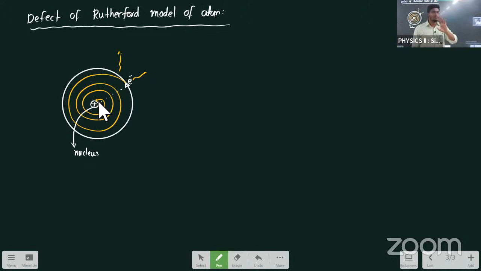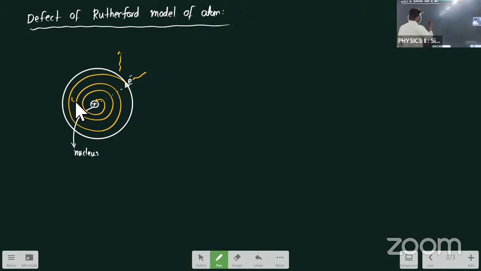First, he was unable to explain the stability of the electron. The scientists raised the question: as the electron is accelerating around the nucleus, it should continuously emit energy. While emitting the energy, it should lose energy. Once it is losing energy, its orbit should decrease. As its orbit continuously decreases, it should fall inside the nucleus, and the atom should collapse. But is this happening? No, he was not able to explain this concept.